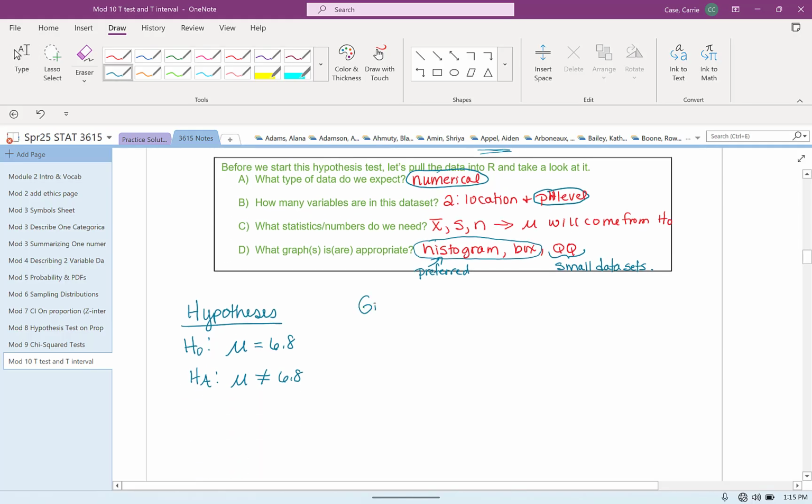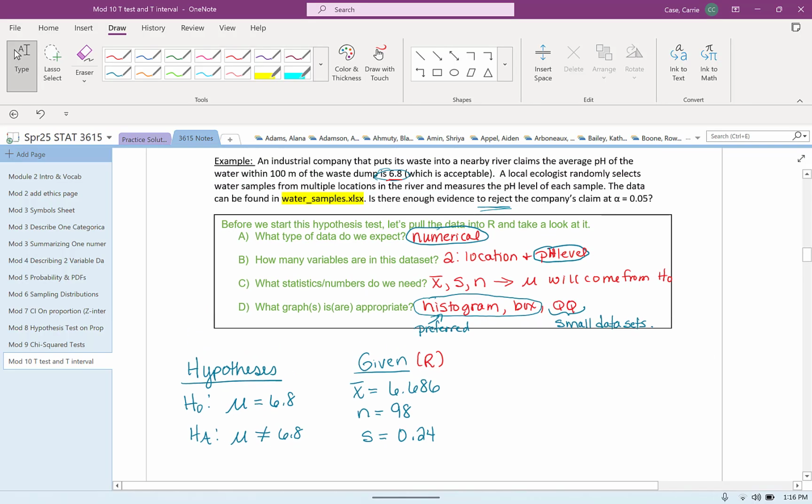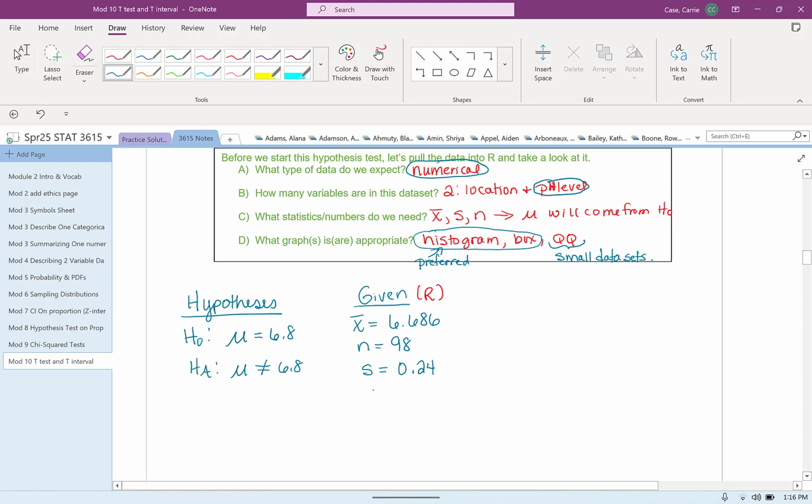Our given information for our test statistic we need are X bar, N, and S, all of which we calculated. These all come from our R code. So X bar was 6.686. N was 98, and remember, get rid of that L. And then S is 0.24. And the other thing that we're going to need is our alpha level. We are actually told to use alpha of 0.05. You don't have to write it down here. Some people will, some will not. It's okay if you don't.